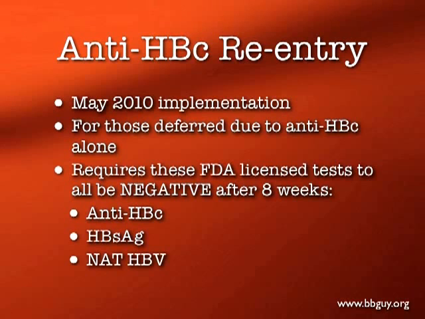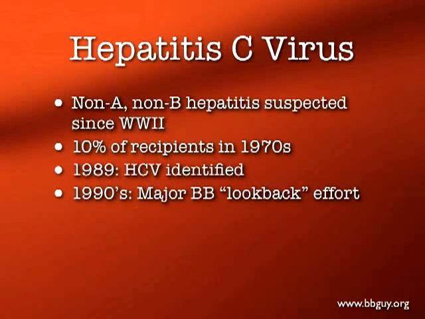Anti-core reentry was implemented in May 2010 through an FDA guidance. It's for those deferred due to the presence of anti-core alone. It requires you to do anti-core testing, surface antigen testing, as well as NAT HBV after 8 weeks from the prior second reactive anti-core test. If all those are negative, then the individual can be re-entered. Some people are doing this, some people aren't. It's kind of up to the individual facility. Now moving on and talking about hepatitis C.